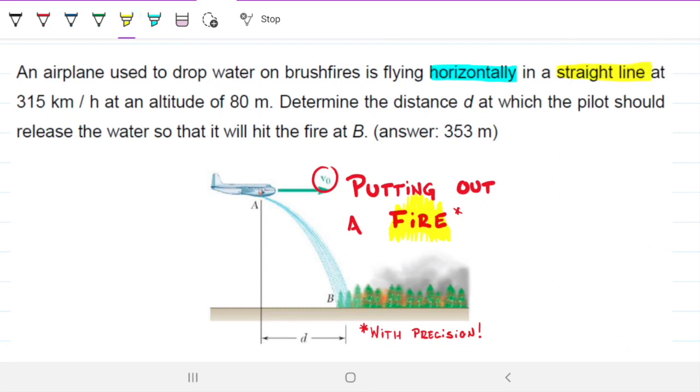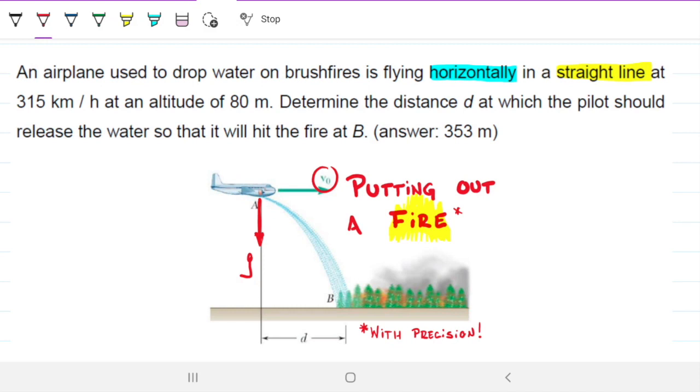So pretty much what this is saying is that it's not going up or down. If it's just traveling horizontally, the velocity that's been given to us has nothing to do with the y direction. It's only for the x direction. And the way we're going to solve this is by separating the y and the x direction, because when the water leaves, the only force acting on it will be gravity. And we know there will be acceleration due to gravity.